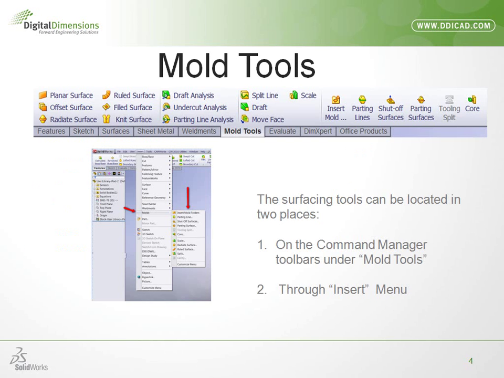Like I mentioned, there's a mold tools toolbar, and if you don't have it up, I'll show you how to get this toolbar onto your command manager in just a second. These toolbars are very specific to mold makers, and that's the reason they're there. You'll see a lot of the specific commands for mold makers: shutoff surfaces, parting surfaces, tooling split, like I mentioned earlier, but also a lot of the surfacing tools you'll see on the left hand side there as well. And like I mentioned, we're going to go over some of those later on. And then there's also an insert menu. If you go to Insert, you'll see a Molds drop down, and it lists a lot of these mold specific tools if you prefer to use the insert menu.